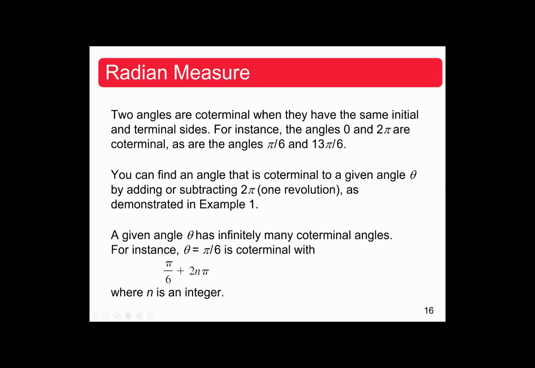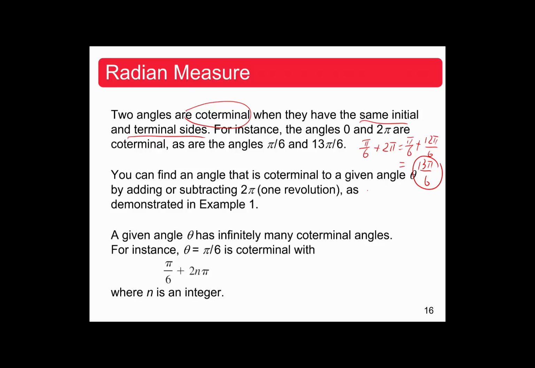And two angles are coterminal if they have the same initial side and terminal side. For example, pi over 6 and 13 pi over 6 are coterminal angles because they share the same initial side and terminal side. So basically, if you add 2 pi to pi over 6, adding one cycle to it, pi over 6 plus 2 pi, that's 12 pi over 6. Combine like terms, you get 13 pi over 6. That's how we can come up with a coterminal angle.